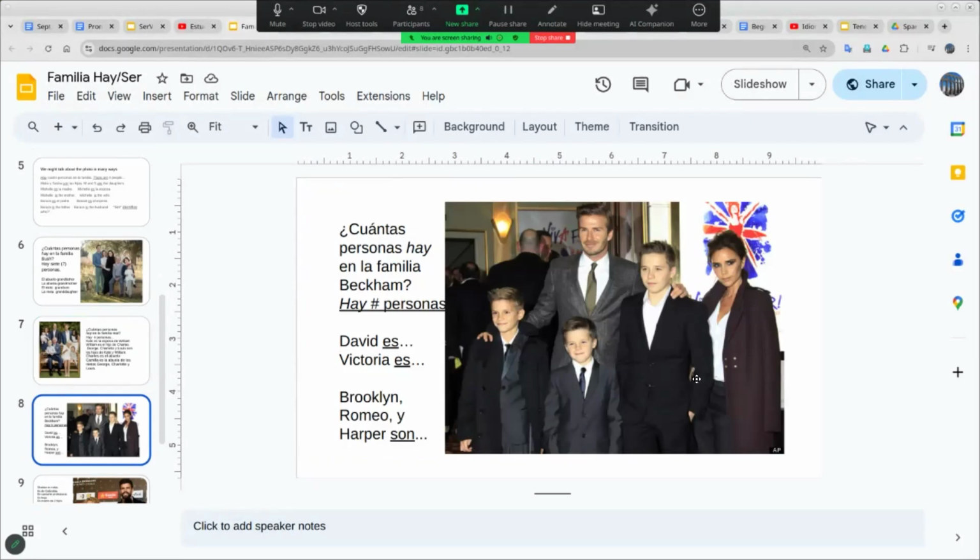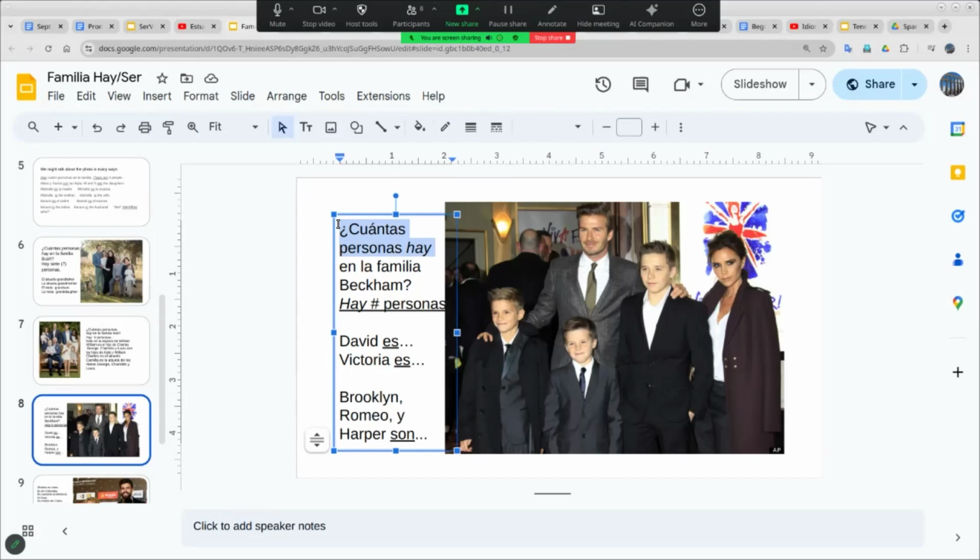Kind of hard to find famous families that don't have like some weird Kardashian vibe going to it. So, apologies. Some of these are kind of old. ¿Cuántas personas hay? How many people are there? ¿Cuántas personas hay? En la familia Beckham es el futbolista. He's the soccer guy, muy famoso. Hay 5 personas. Hay 1, 2, 3, 4, 5, sí, hay 5 personas.